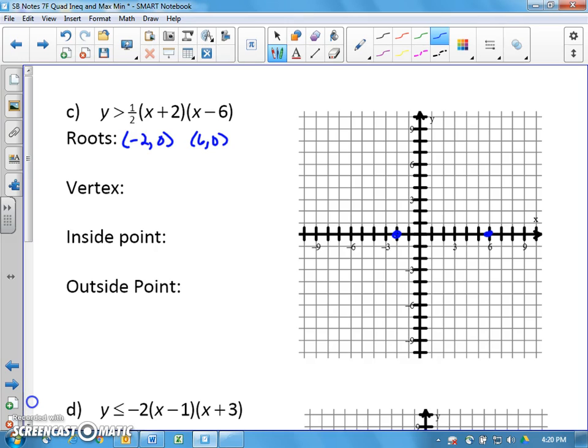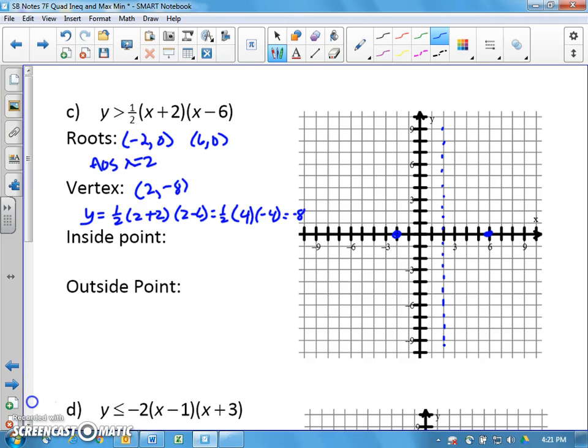So if I come back in 4 units, that's going to put my axis of symmetry right here where x is 2. So my axis of symmetry is where x is 2, which means my vertex is the point (2, something). So let's go figure that out. To figure that out, I'm going to do y, and I'm just going to use the equal sign because I'm calculating here. 1/2 (2 + 2)(2 - 6). So that's 1/2 times 4 times negative 4. That's negative 16. Half of negative 16 is negative 8. So my vertex is at the point (2, -8), right here.